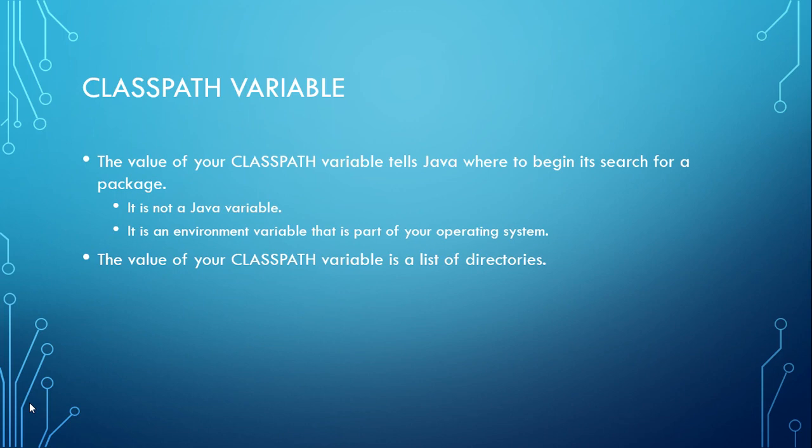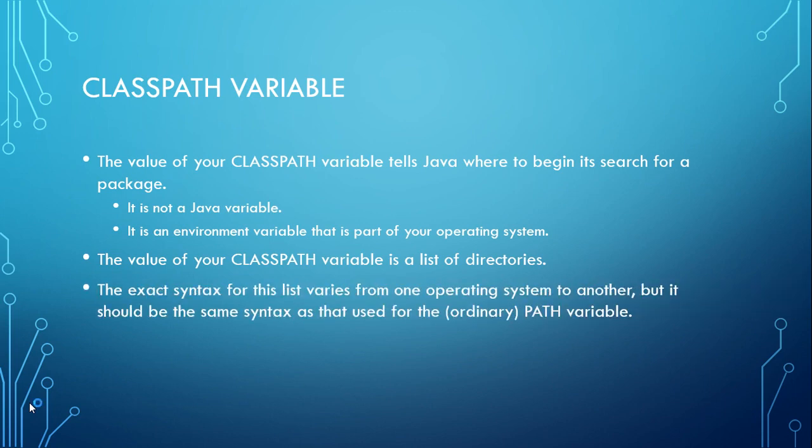Now, the value of your class path variable is a list of the directories. So like I said, if you're using Windows environment, it's going to be your file path. Now, where is this thing located? Wherever. Now, the exact syntax for the list varies from one operating system to another. So how you do it in Windows is going to be different than how you do it in Mac, and how you do it in Linux and all these other operating systems. It varies. But it should be roughly the same kind of syntax as used for an ordinary path variable. So if I have my file path for finding a file, it's going to be the same kind of file pathing method for finding the class path variable.